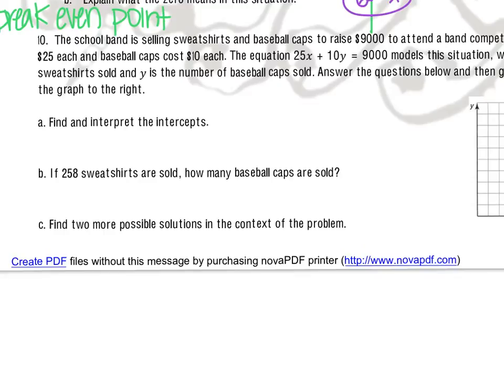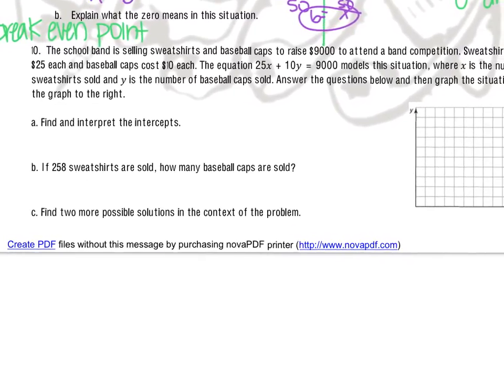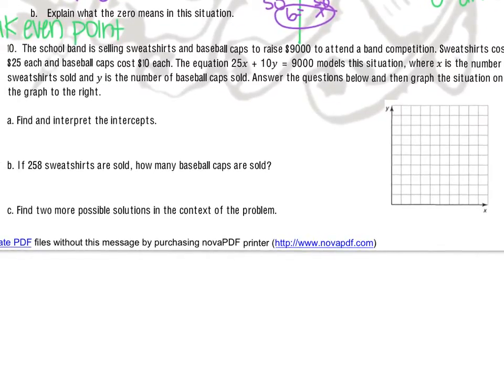Lastly, number 10, the school band is selling sweatshirts and baseball caps to raise $9,000 to attend a band competition. Sweatshirts cost $25 each, and baseball caps cost $10 each. The equation 25x plus 10y equals 9,000 models the situation where x is the number of sweatshirts sold and y is the number of baseball caps sold. Answer the questions below and then graph the situation on the graph to the right.